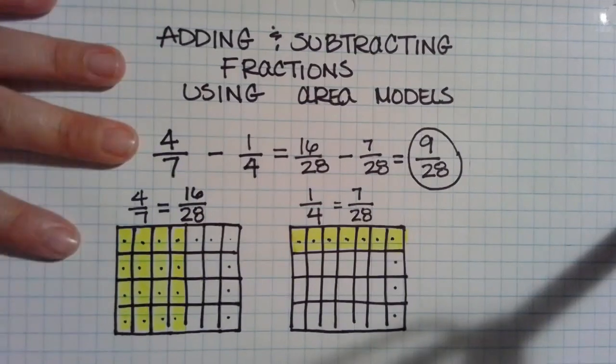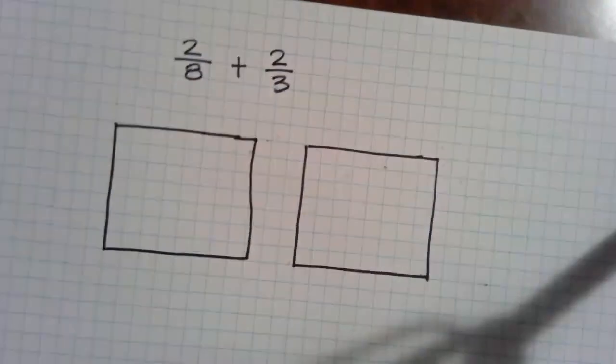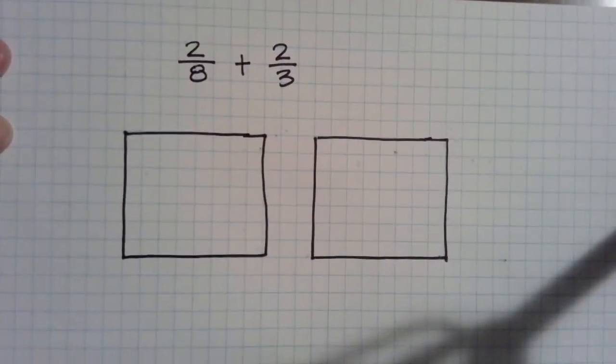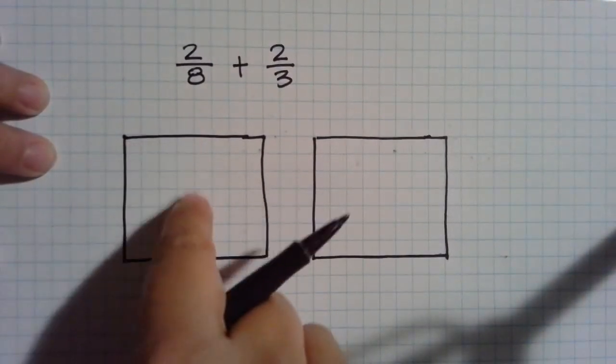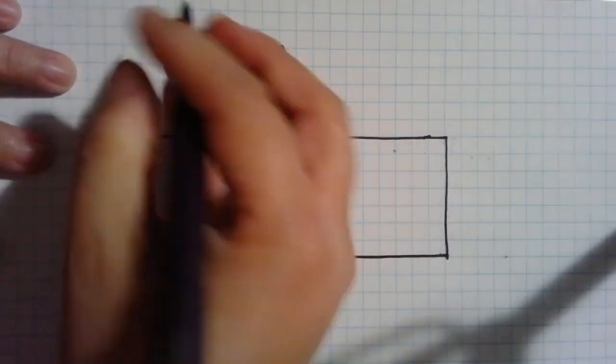Alright, so let's do another example. And the next example is going to be this one. We're adding now. Okay, so on my first box I'm showing that 2/8.